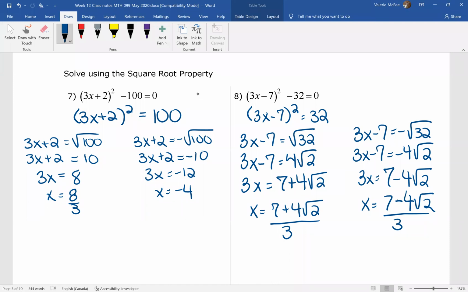Again, notice that we've written 7 in front of the radical, and we have two solutions. So if we were asked to write this as two solutions separated by a comma, we could do that. Or we could say that x equals 7 plus or minus 4 root 2 all over 3. And again, those of you familiar with the quadratic formula already know that that looks very familiar.